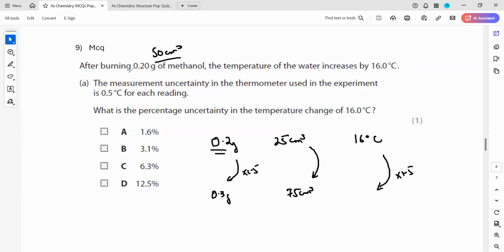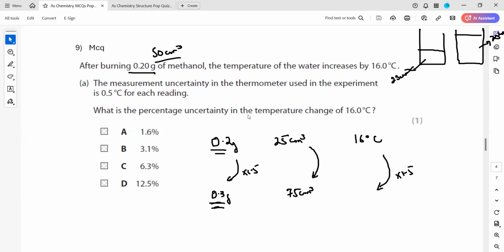When you use 0.2 grams of methanol and you use 0.3 grams of methanol, if you increase the mass of the fuel, the temperature change will also increase. But if you increase the volume of the solution, like first, the energy was absorbed by, let's say, 25 cm³, and now the energy is absorbed by 75 cm³, so 75 cm³ will have a smaller change in temperature.